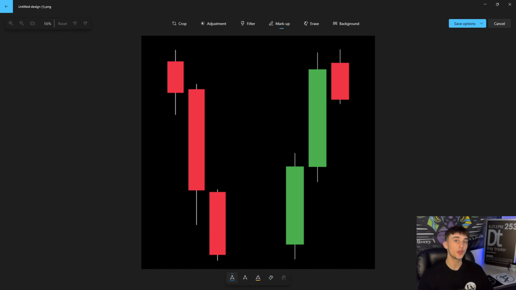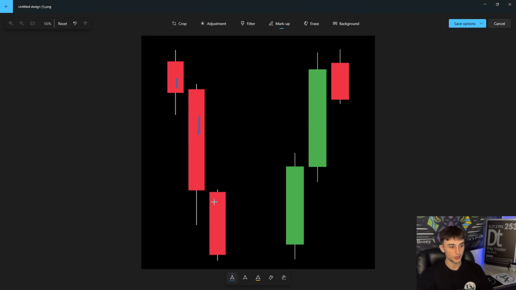So today we'll be talking about fair value gaps. This pattern forms every single day and you can find them on any time frame, whether it's the 1 month or all the way down to the 15-second time frame. So what is a fair value gap? A fair value gap is a pattern that is made up of 3 candles.